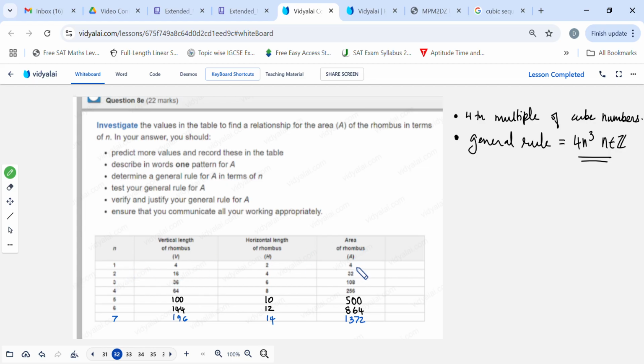That means this is 4 into 1 cube, which is 4. Then the next one is 4 into 2 cube, which is 4 into 8, which is 32. Then it's 4 into 3 cube, which is 4 into 27, which is 108. Then it's 4 into 4 cube, which is 4 into 64, which is 256. The next one will be 4 into 5 cube, which is 4 into 125, which is 500.